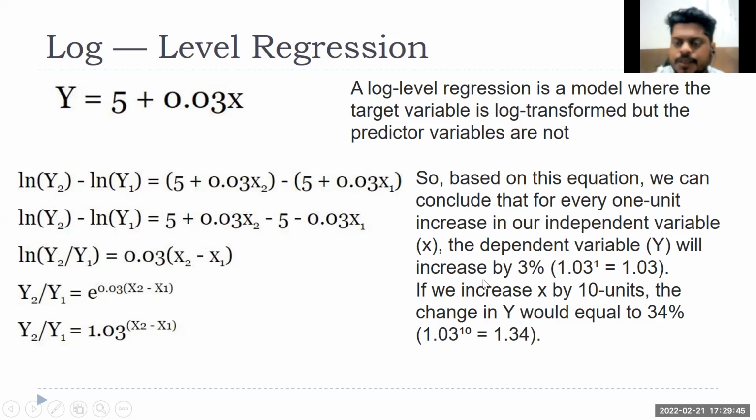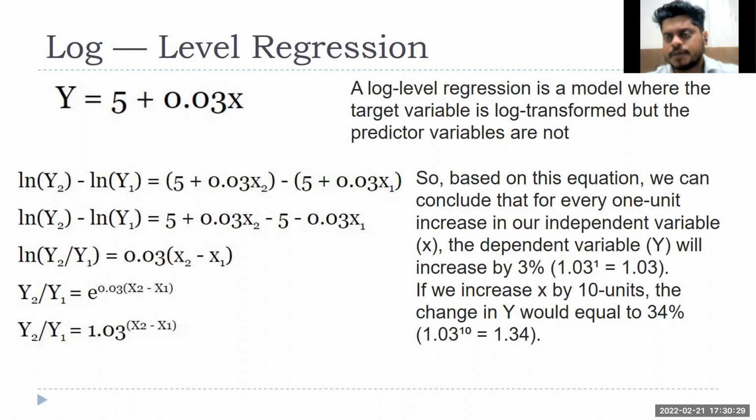So how to interpret this? For any one unit change in x, let's say x2 minus x1 is 1, your value of y is changing by 3%. y2 divided by y1 will become 1.03. That means whatever y1 was, if I change x1 by 1 unit, my y2 will become 1.03 y1, right? So if you increase x by 10 units, what will happen? 1.03 to the power 10 will give me 1.34. That means my y value is changing by 34%, right?